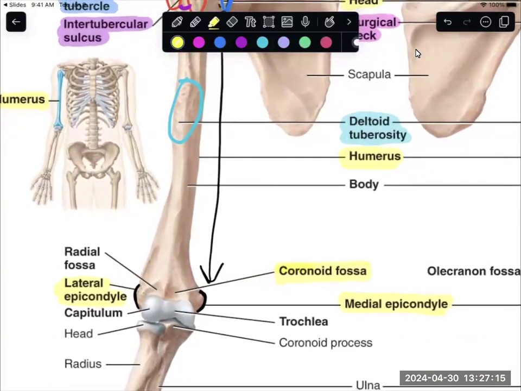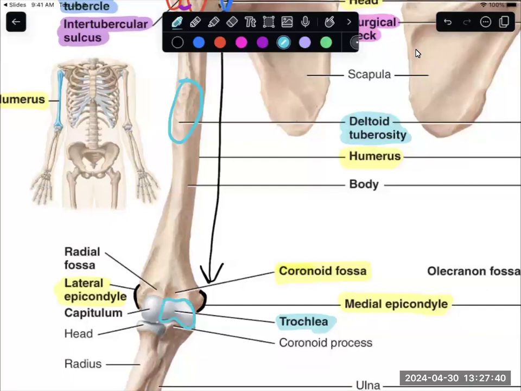Okay, our next, the trochlea. I was looking at your list. You don't technically need the coronoid fossa. You do need the trochlea. The trochlea here is this area through here.